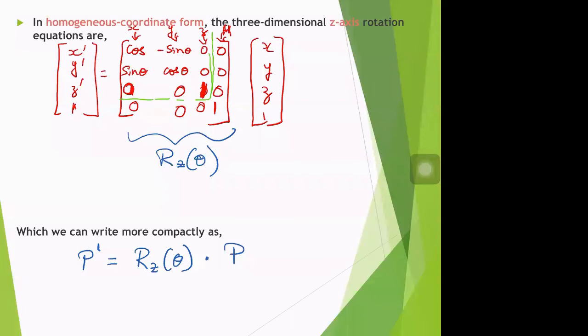Please make a note, I just forgot to tell the translation inverse. Translation inverse is the same as the 2D inverse. T inverse is nothing but T of minus Tx, minus Ty, minus Tz. It will be minus everywhere. Okay, this is your T inverse. Fine, so we'll come back to P dash, Rz of theta.